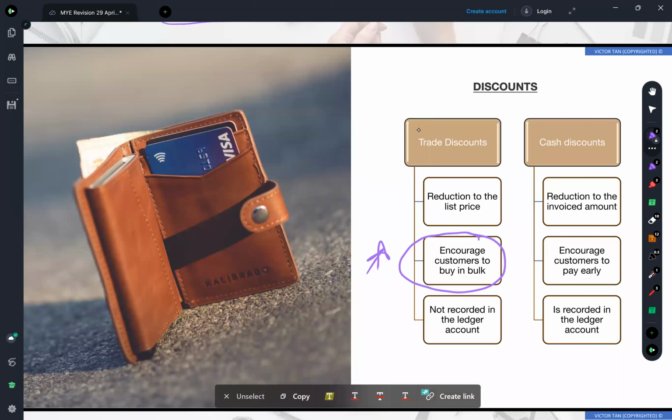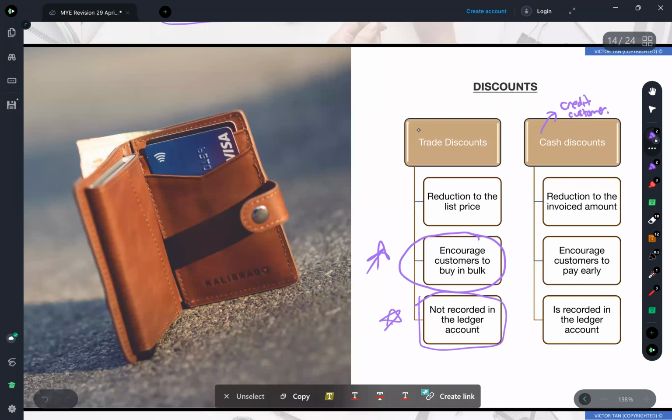So trade discount is also not recorded in the ledger. This one is very important. Later you realize that, hey, I do not record the trade discount. The second discount is your cash discount. For your cash discount, it's only given to your credit customer.